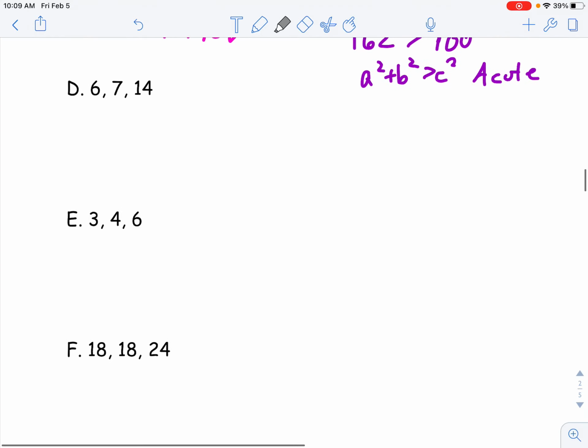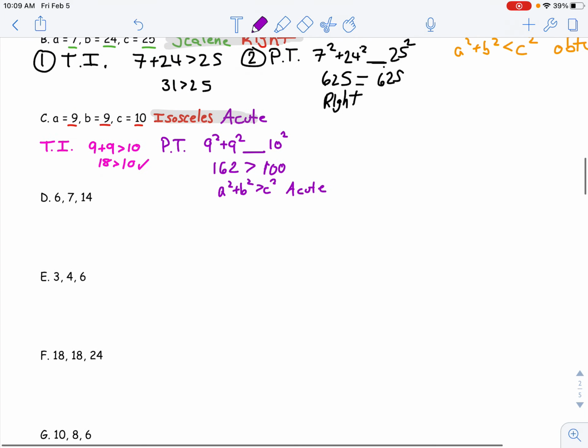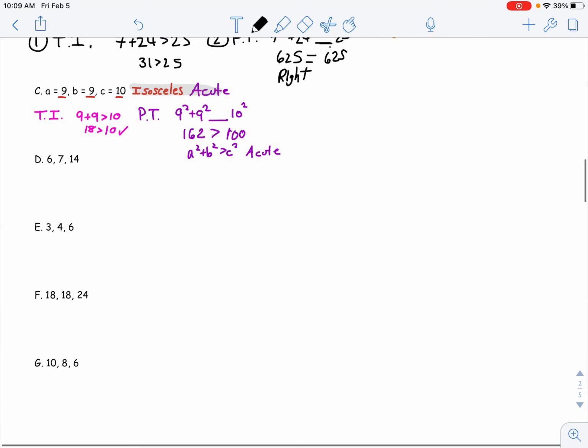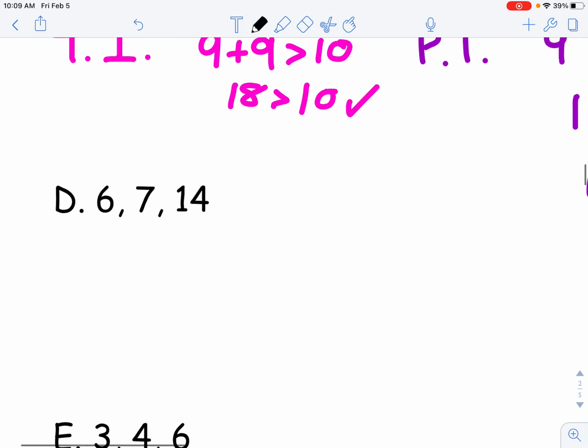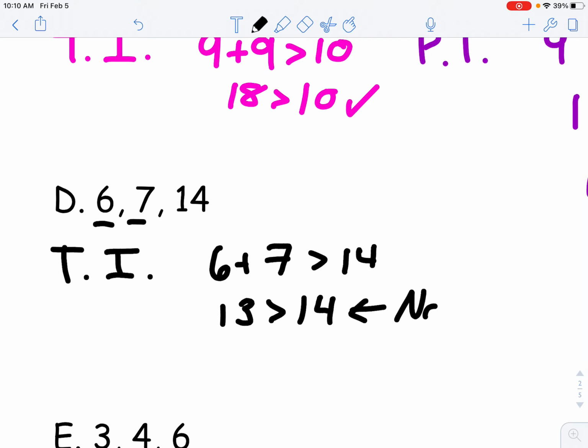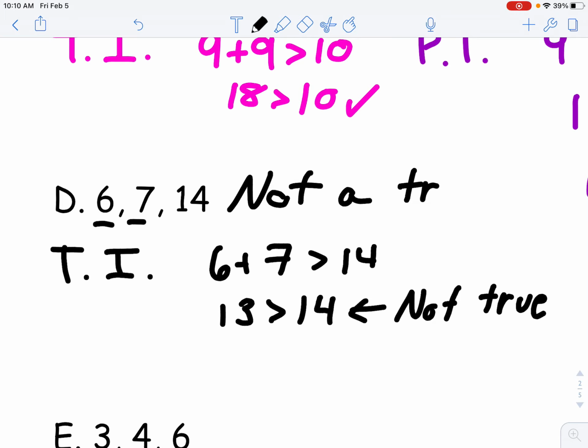All right. Keep cruising. How are we doing on time? We'll just do a couple more. Maybe I'll delete some of these. Triangle, first off, let's just do triangle inequality first, all right? 6 plus 7, because remember, we picked the two smaller sides. 13 greater than 14, that's not true. All right, so the triangle inequality theorem failed. When that fails, it's not a triangle.